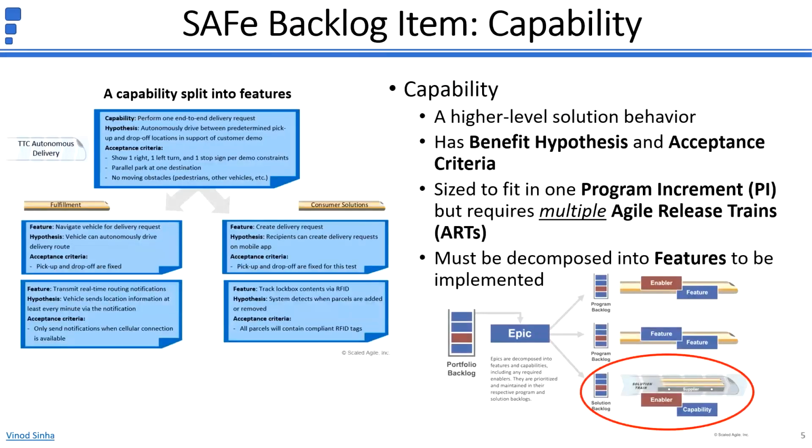If an organization is implementing a large solution, then an epic can be broken into capabilities. A capability must have benefit hypothesis and acceptance criteria. Benefit hypothesis must be measured and validated after the capability has been delivered. Acceptance criteria must be met to confirm if the implementation is correct.